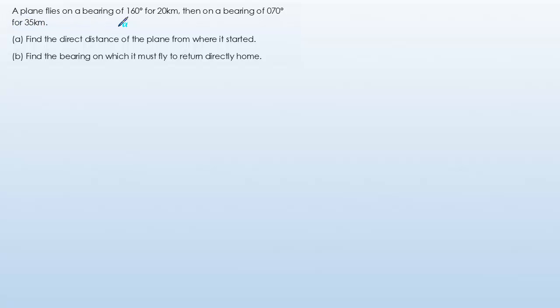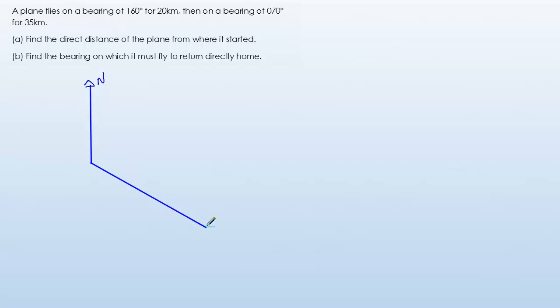A plane flies on a bearing of 160 degrees for 20 kilometers, then on a bearing of 070 degrees for 35 kilometers. Find the direct distance of the plane from where it started, and find the bearing on which it must fly to return directly home. Very similar to the last example. Good, clear diagram is what we need here.